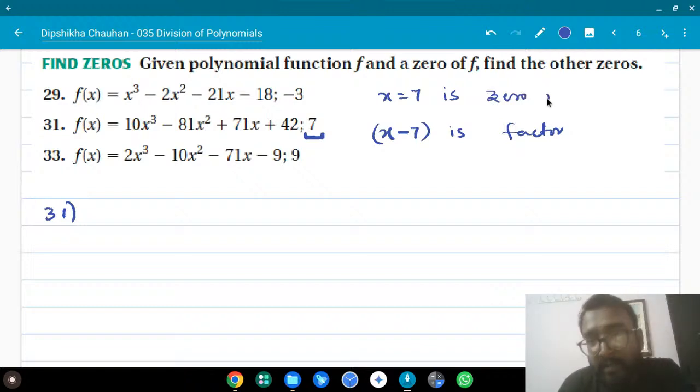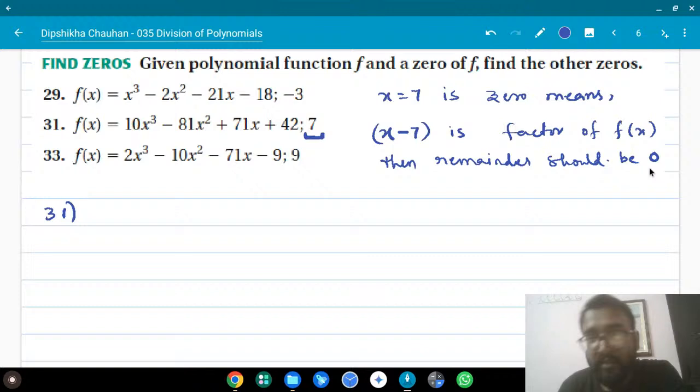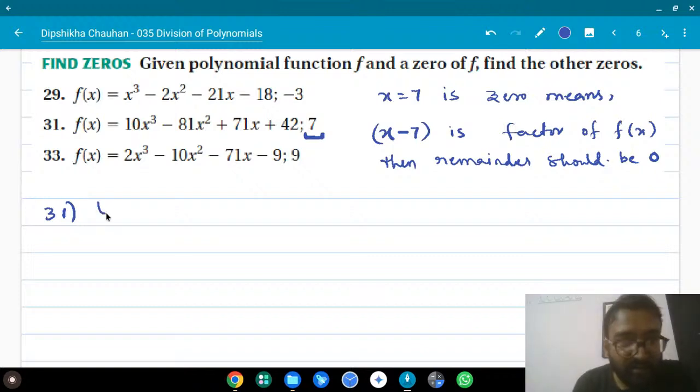x minus 7 is a factor of f of x. When it is a factor of f of x, then the remainder must be 0. So the last number must be 0. So I am using synthetic division. You can write it using synthetic division.